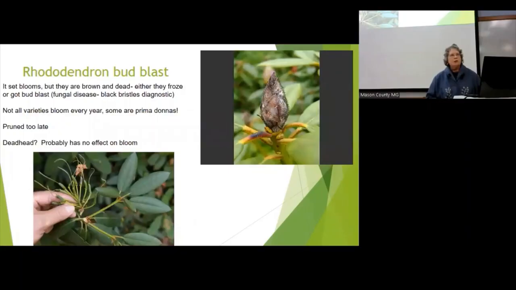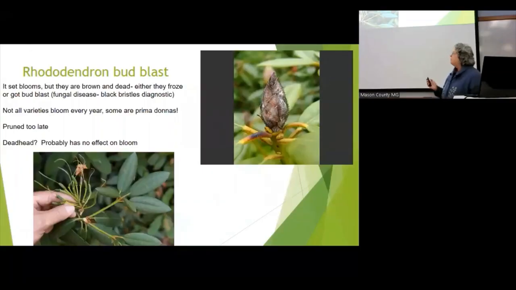A few other things. This is a disease called rhododendron bud blast. It's a fungal disease. These little black bristly things are very distinctive for bud blast. That's actually the fruiting body of the fungal disease. So if you see this, you know you've got rhododendron bud blast. It's really frustrating because it's got these gorgeous buds that set on, and then all of a sudden they turn brown, they die, and you think, oh my goodness, what's going on?